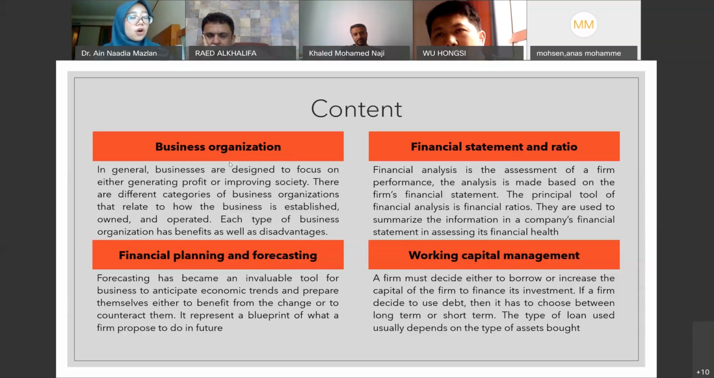So let's say your ratio is 6.5 and the industry average ratio is 8.0. That means you are lower than the industry average. So what can we do to improve your company's performance? That we're going to learn in financial statements and ratios. The third subtopic that we're going to learn is about financial planning and forecasting.